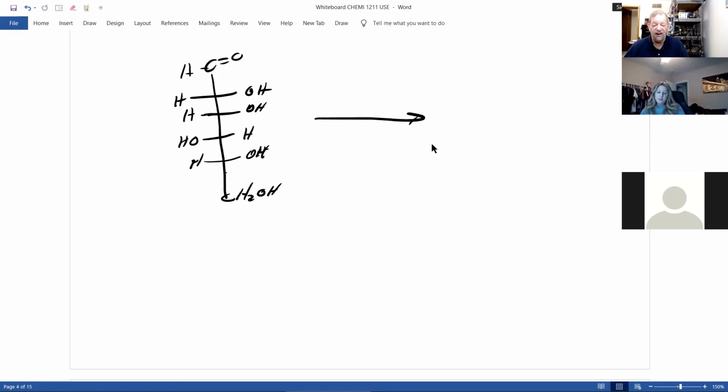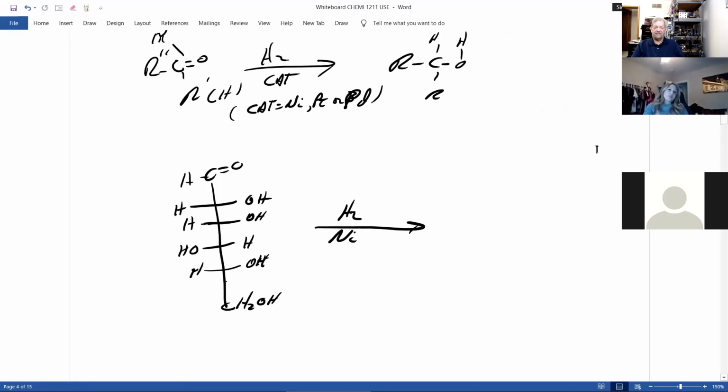Since I've been having all the fun, why don't you do this reaction? What would be the product or products reacting a glucose with hydrogen and a catalyst? By the way, alcohols will not react with hydrogen and a catalyst.